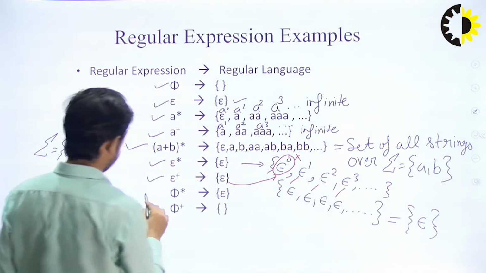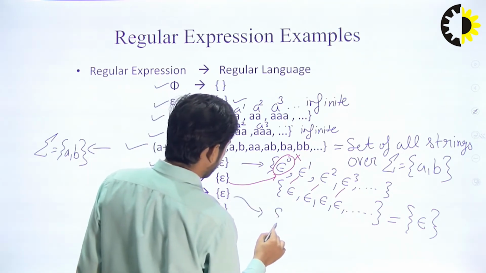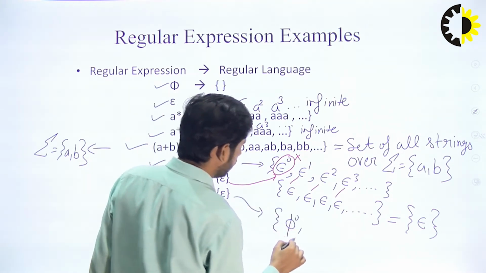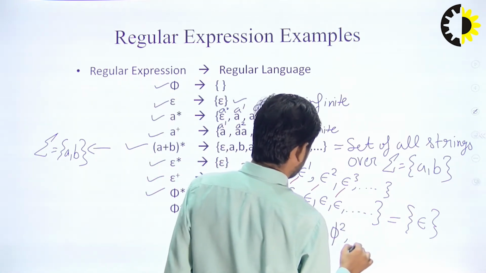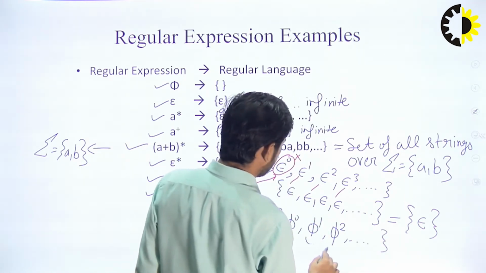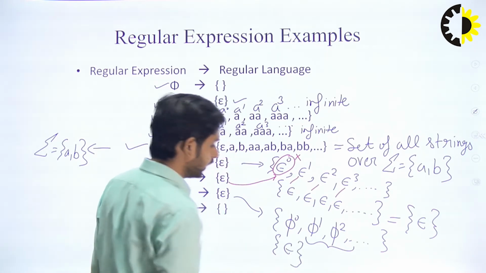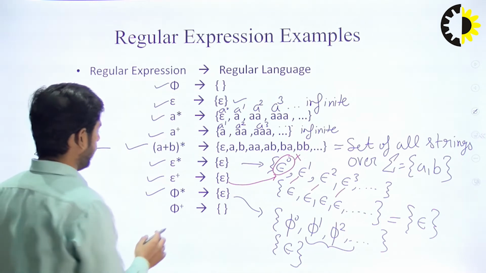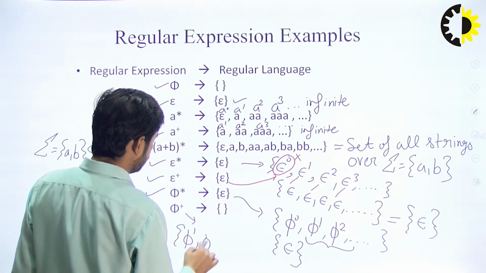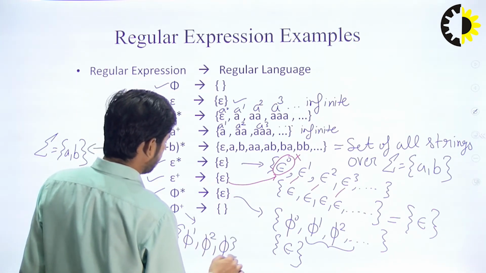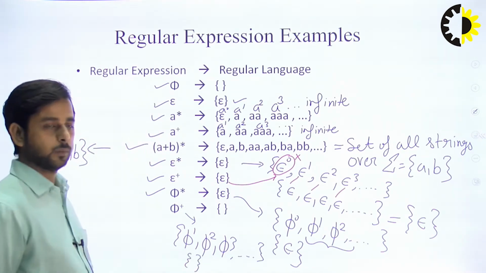Third one is phi star. This is equivalent to phi power 0, phi power 1, phi power 2, up to infinite. Phi power 1 and above are empty sets, but phi power 0 is equal to epsilon, so it will contain only one element, epsilon. Phi plus means phi power 1, phi power 2, phi power 3, and so on. So this is equivalent to phi only, there is no element in the set.